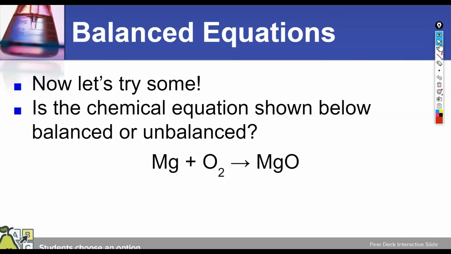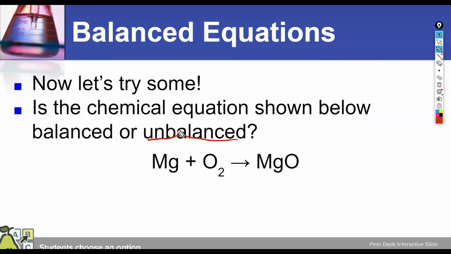All right, so let's try to answer some questions on our own. And for these examples, all we want to know is, is the equation balanced, yes or no? Okay, so pause it here and try to answer this question on your own. Is the chemical equation shown below balanced or unbalanced?